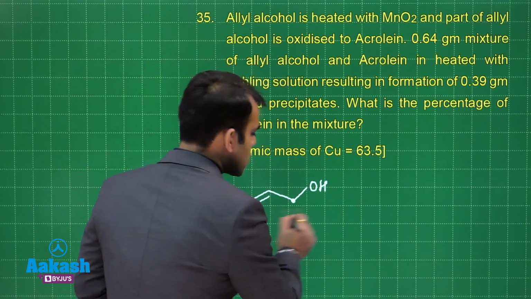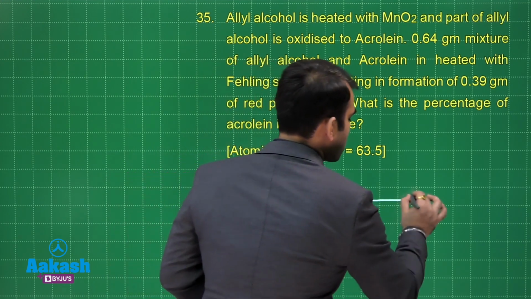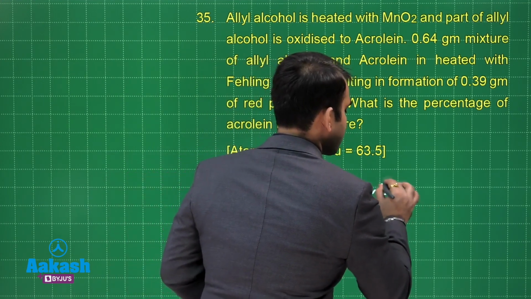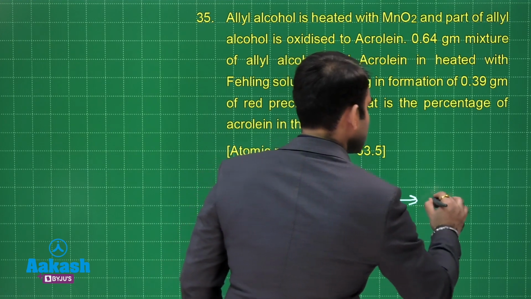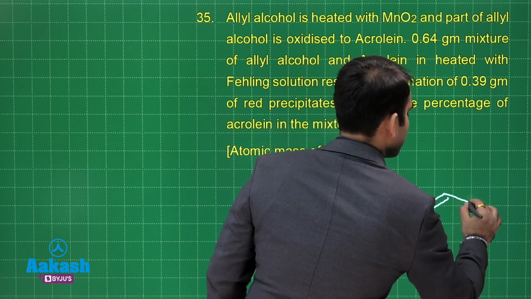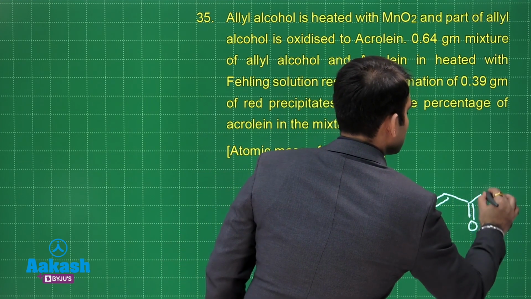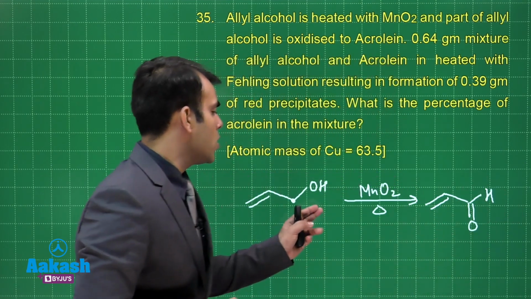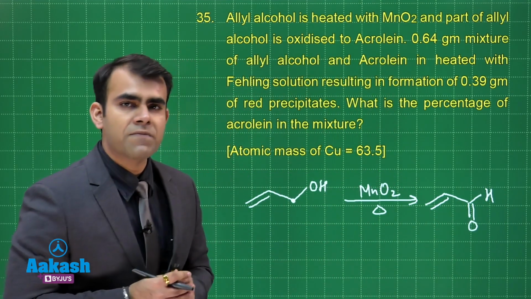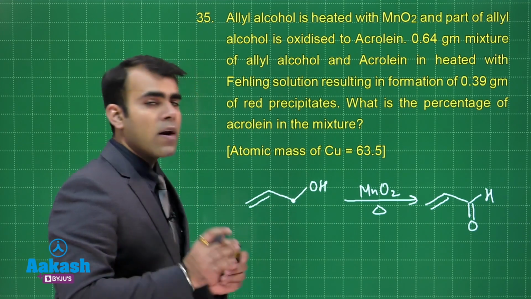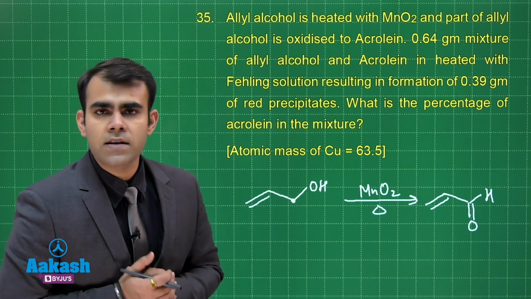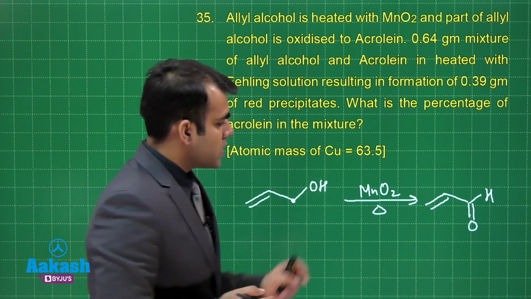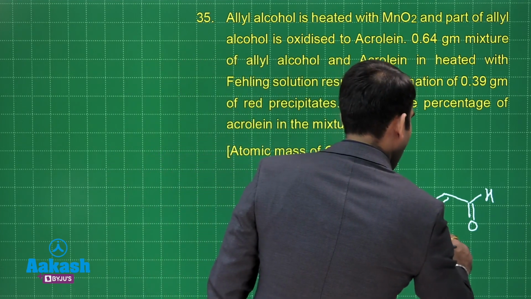Now when we heat allyl alcohol with MnO2, a part of allyl alcohol is oxidized to acrolein. It means not all the allyl alcohol, only a part of allyl alcohol on heating with MnO2 gets converted into acrolein. Now this compound is known as acrolein. We know that MnO2 is a very specific reagent, it oxidizes only allylic and benzylic alcoholic groups. So this compound, what we obtain, is acrolein.